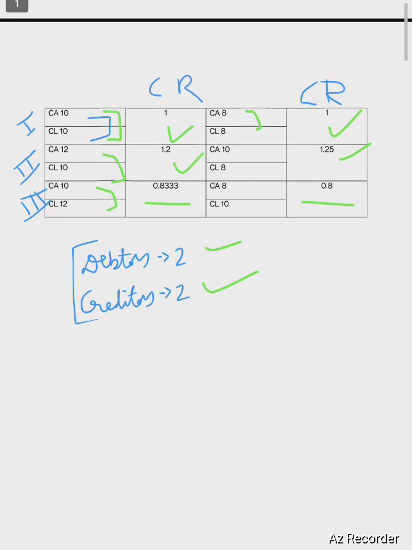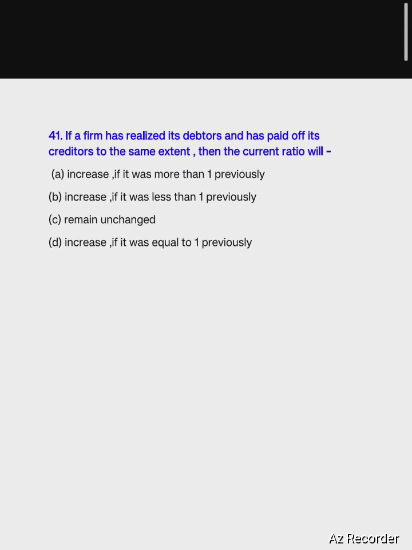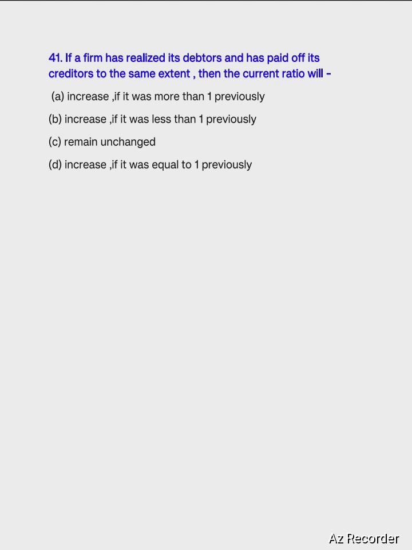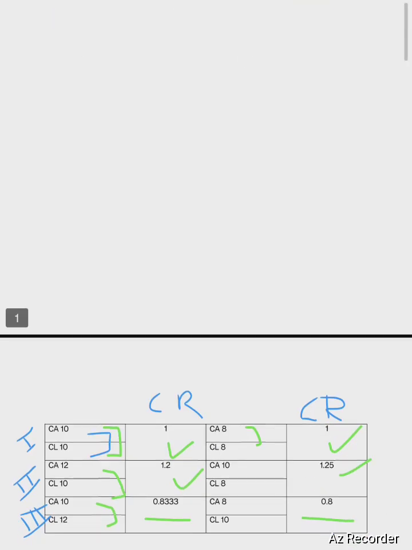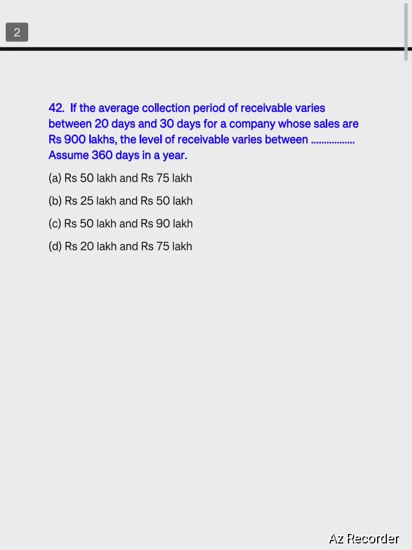So as the option says, that it will increase if it was more than 1 previously. That is option number A. So that is the correct option based on the given trial and error situation.